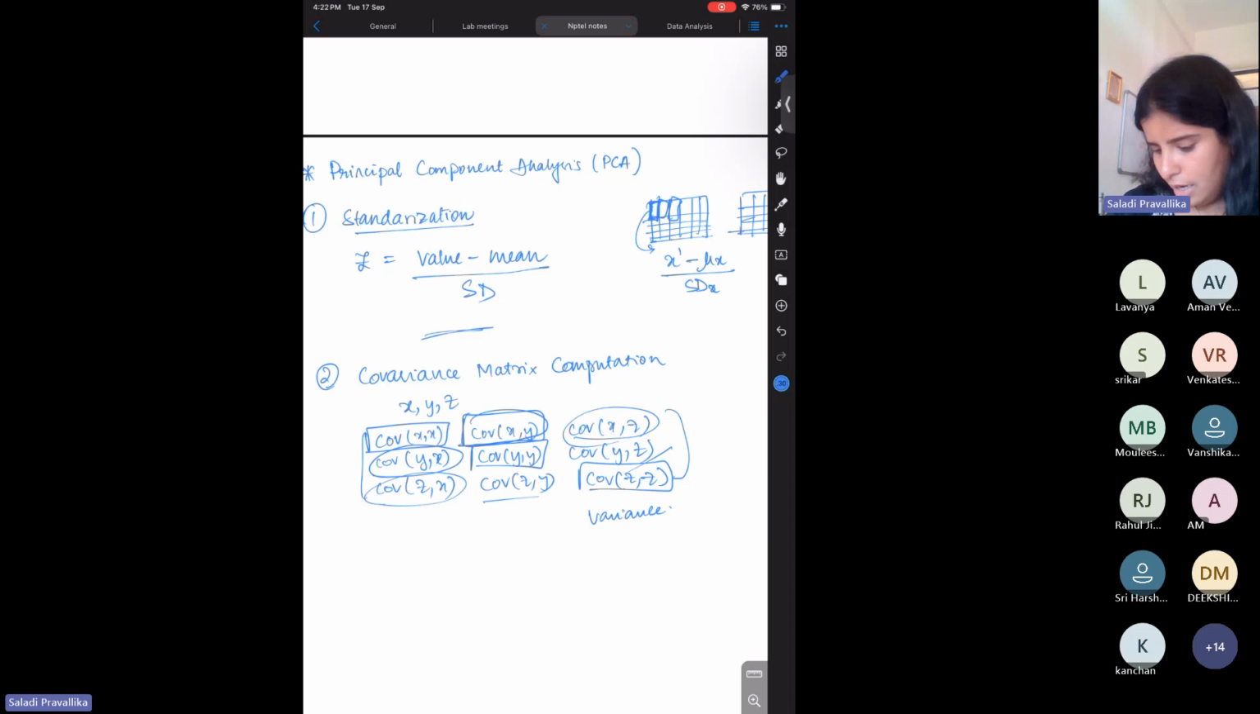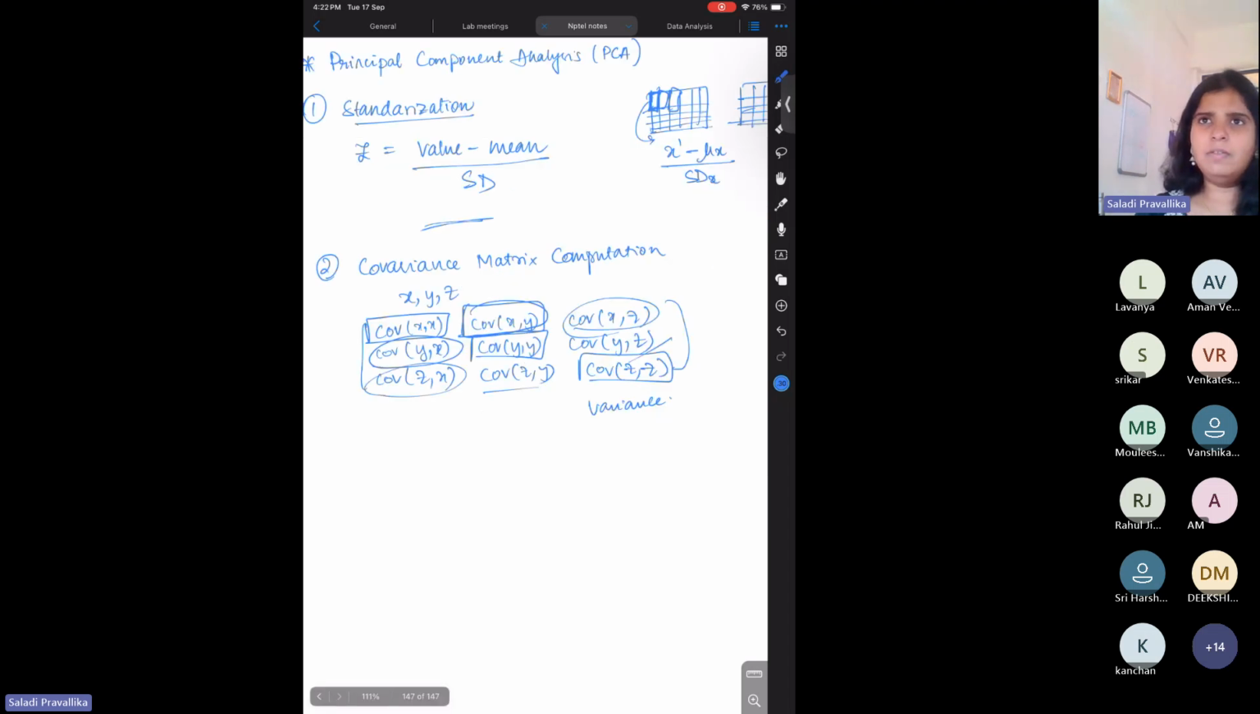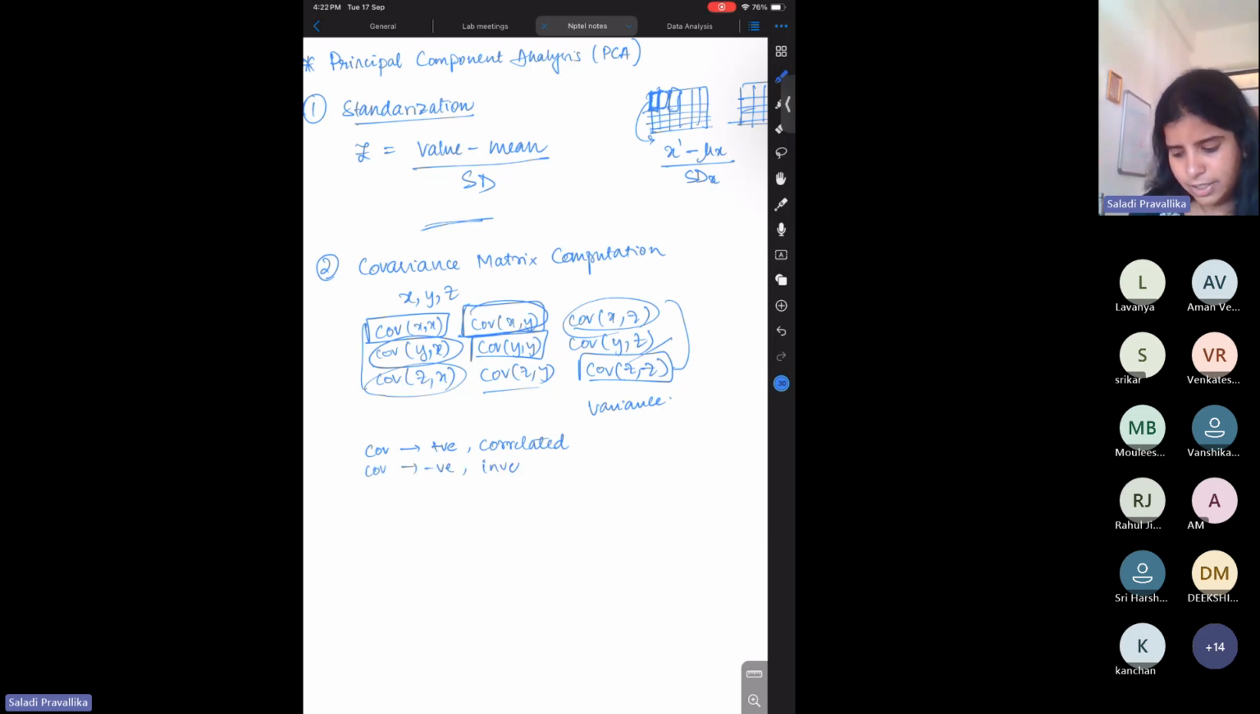Not only that, the sign of a covariance also matters. If the covariance is positive, then two variables either increase or decrease together. So they are directly proportional, or we call it correlated. If one variable is increasing, the other is also going to increase. If the covariance is negative, then they are inversely correlated, which means if one variable is increasing, the other is going to decrease, and vice versa.